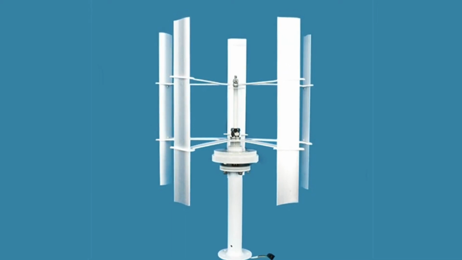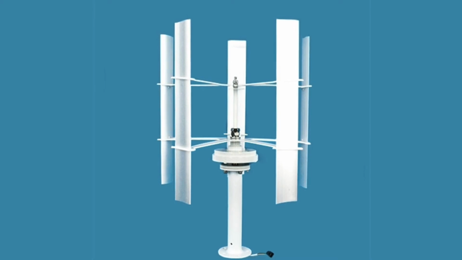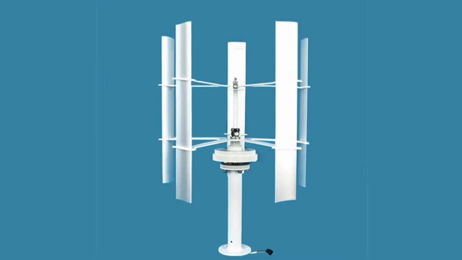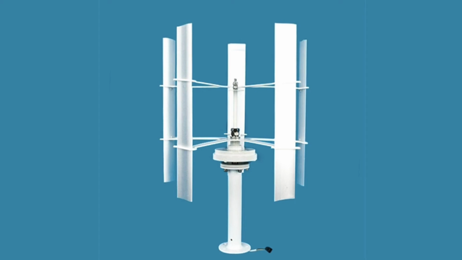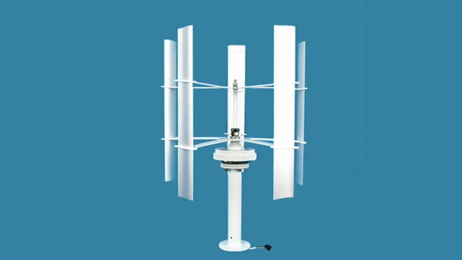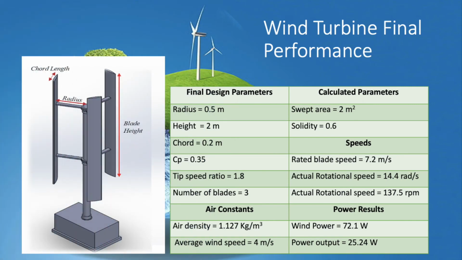We used 3 blades instead of 4 because it would be easier to manufacture and it can remain operational in higher wind speeds without stalling or failing. This table shows the results for the optimum design that we have found using the software, as well as the parameters that we have calculated, such as the power from the wind and the expected power that can be obtained with the turbine.